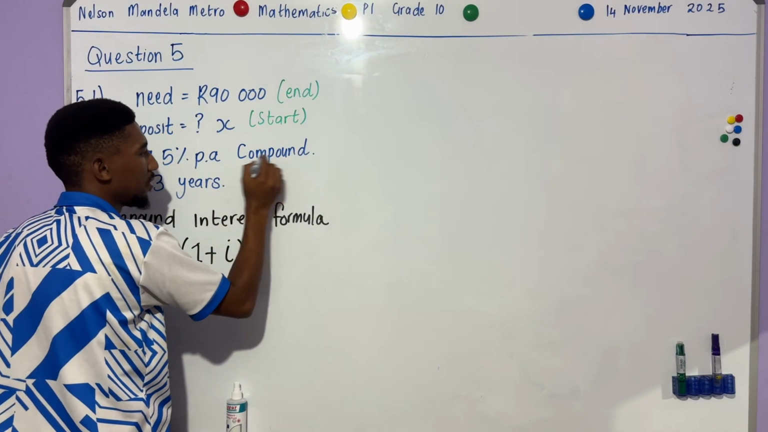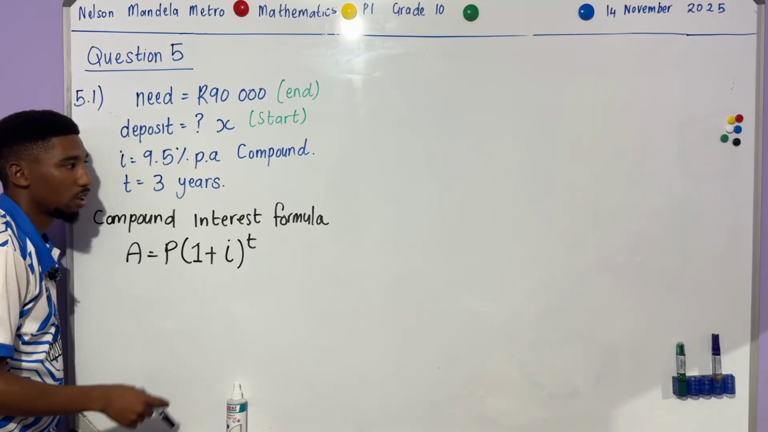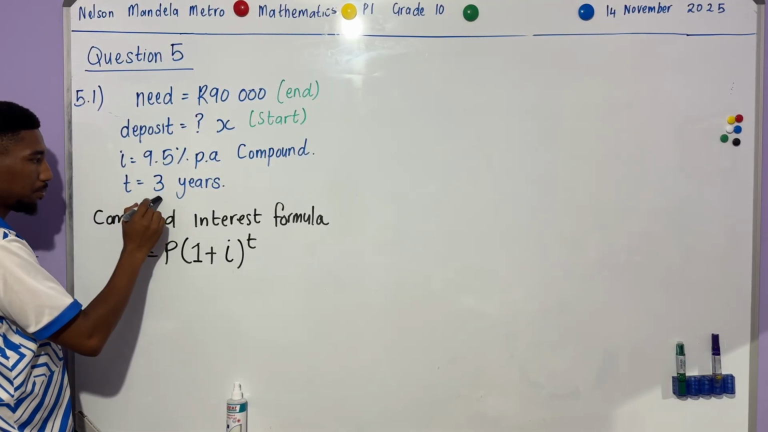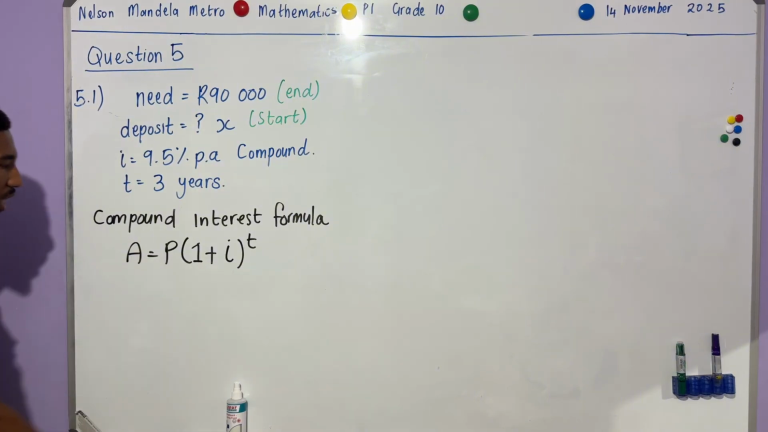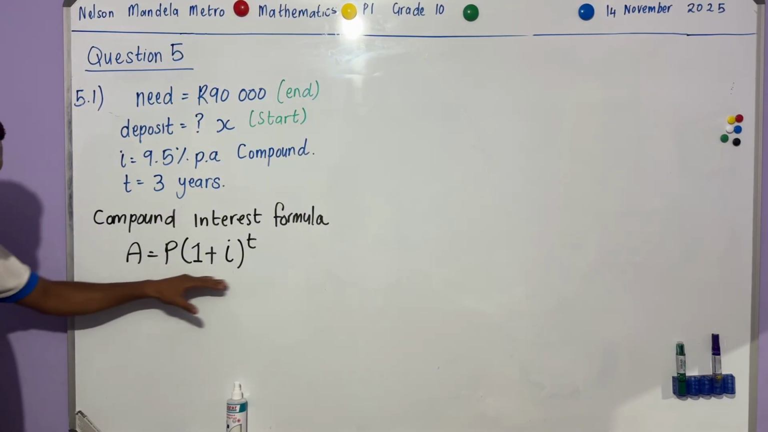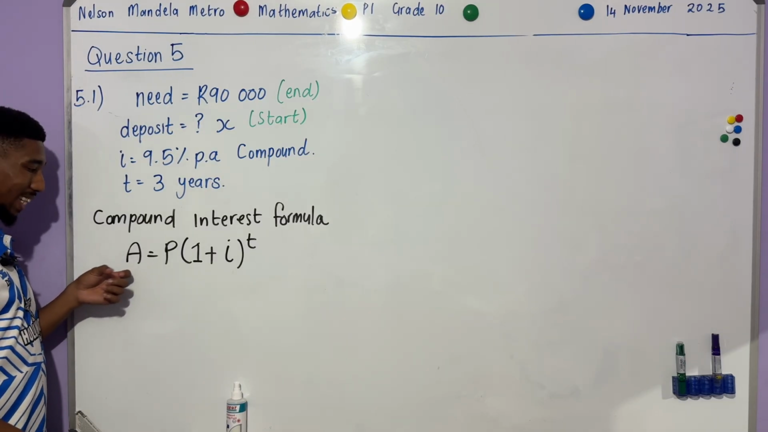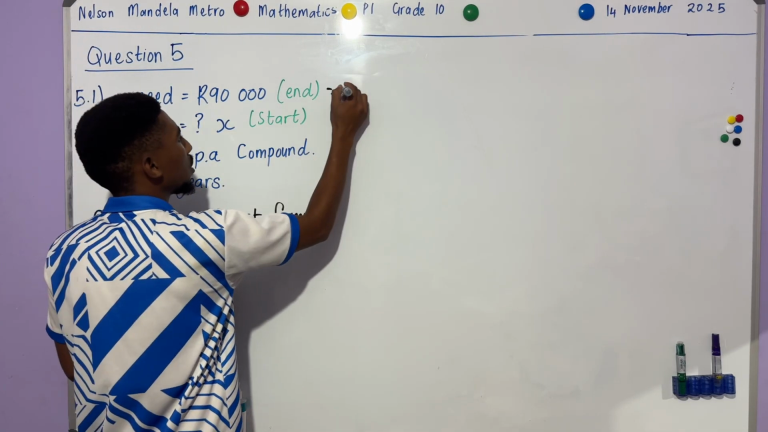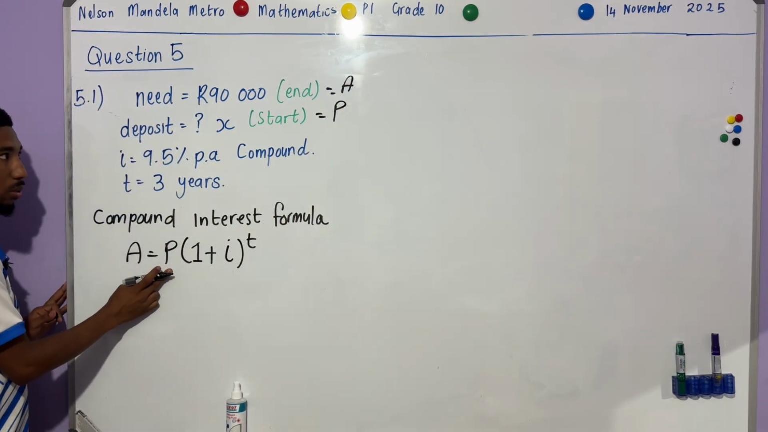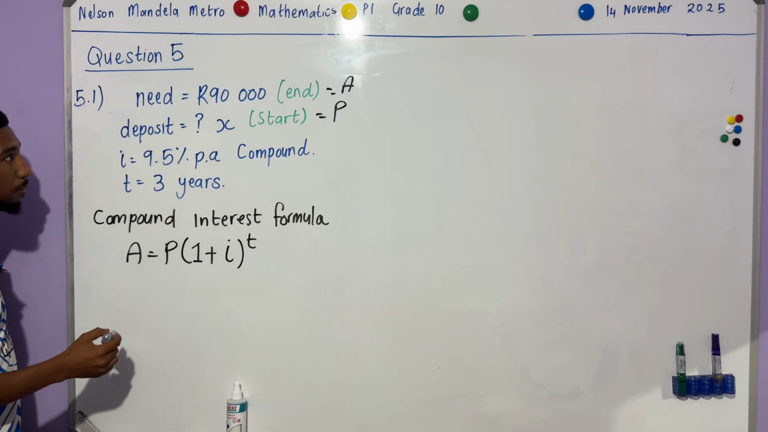We need to find out what we need to invest, and the interest is 9.5% per annum compound. This is very, very critical because we have a compound interest formula and we have a simple interest formula. Now, the time is 3 years, and to find the amount, we're going to use this compound interest formula. We know A is the final amount. A is where we end off. So this 90,000 will be A, and the start will be P. So we don't know what we're going to start with.